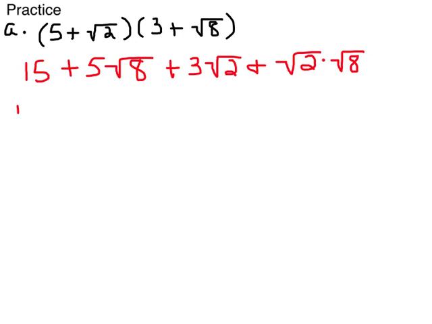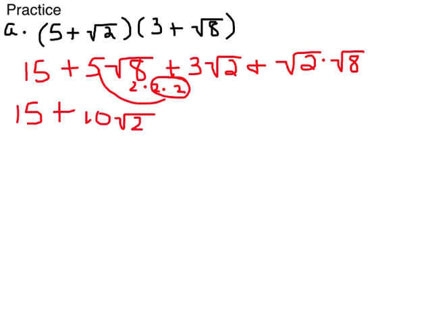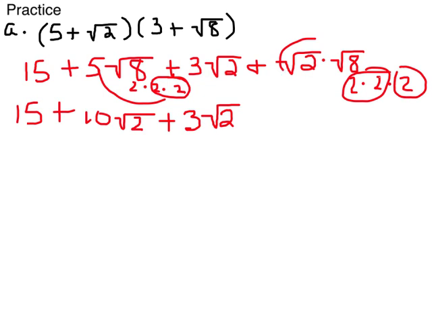Alright, 15 doesn't simplify, so we're just going to bring it down. Plus square root of 8 is 2, 2, 2. We have a pair of 2's we can bring out. 5 times that pair of 2's is 10, and square root of 2 is left, plus 3 square root of 2. Now we have two like terms that we can add, but we need to do this. This is 2, 2, 2. Circle the pair. And then we have a square root of 2 times the square root of 2. And that is 2 times 2, which is 4.